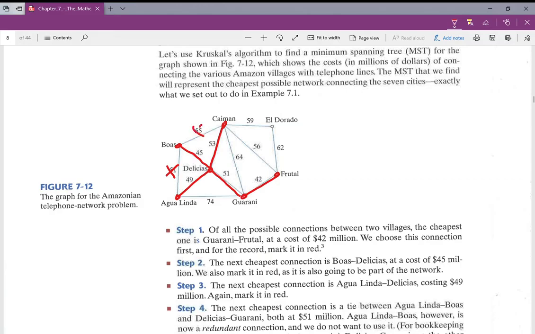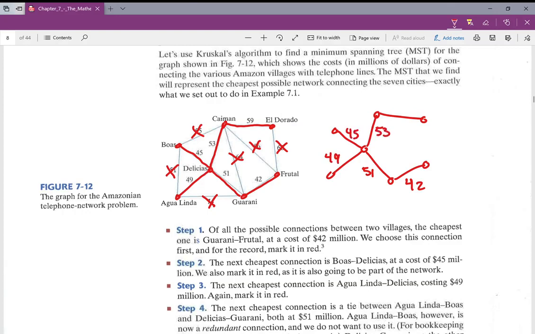I can't use any of these edges because they would create circuits now. I'm just crossing them out. And what's left is these two edges, and I need to connect El Dorado. 59 is the cheaper edge. I don't need 62, that would create a circuit. So if we take this graph that I drew, this is our minimum spanning tree for the graph we started with here.